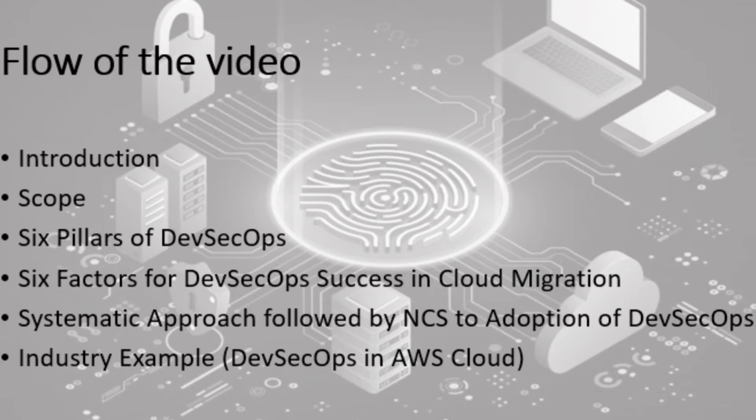After that, I'll explain the 6 pillars of DevSecOps, 6 factors for DevSecOps success in cloud migration, and the systemic approach followed by NCS to adopt DevSecOps. Finally, I'll explain how DevSecOps is applied in the industry by taking a real-world example. Here I have selected AWS, and I'll explain how it benefits from DevSecOps in maximizing security in their cloud platform, and I'll tell you about their DevSecOps-based applications.